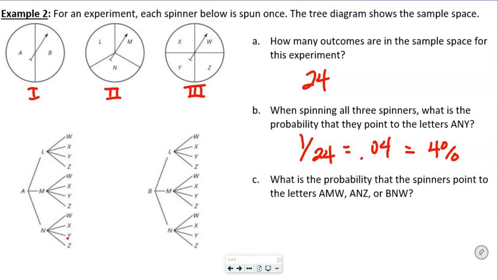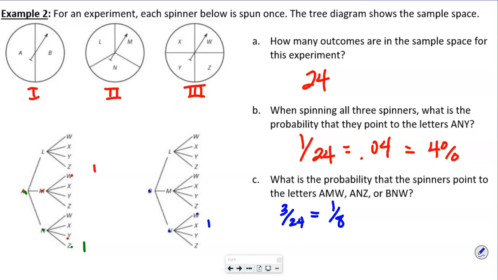So we've got ANW, AMW, so that's one. And then we've got ANZ, that's another one. And then we've got BNW, so that's another one. So isn't that going to be 3 out of how many total? 3 out of 24. That reduces to, 3 goes into 24 8 times. That's 1/8, right? So that's what it would be as a fraction.